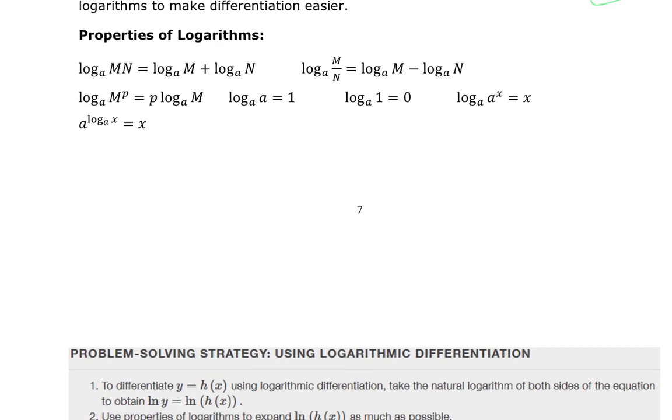So here are the properties of logs. I did give you a couple in the beginning of the video, but you probably want to write these down somewhere so that you can have them.